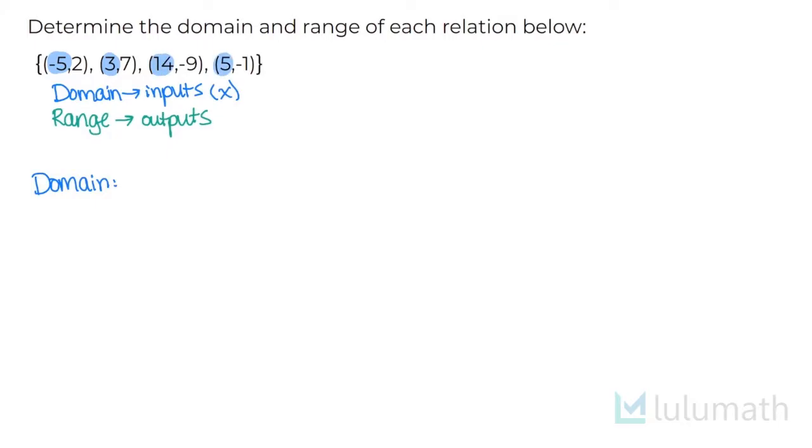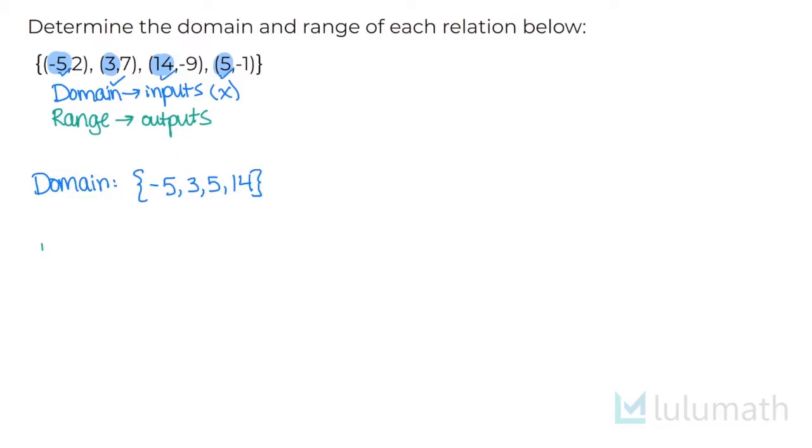Now, generally, we put our domain in numerical order from smallest to largest, but we don't have to do that. It's just convention. It's typical convention. So that's what I'm going to do here. So I'm going to list this from the smallest integer, which is -5, all the way to my largest integer. So if you see, we've got -5, we've got 3, we've got 5, and we've got 14.